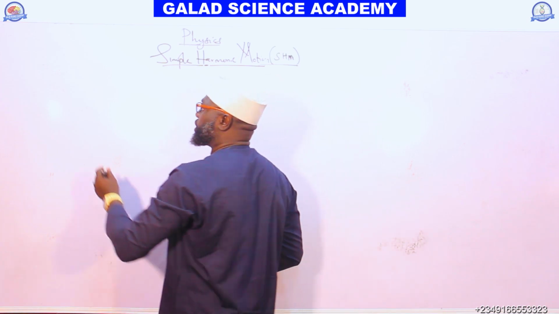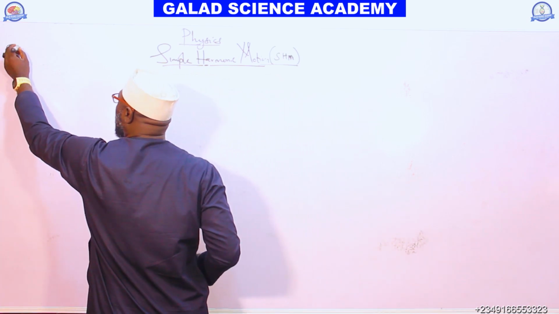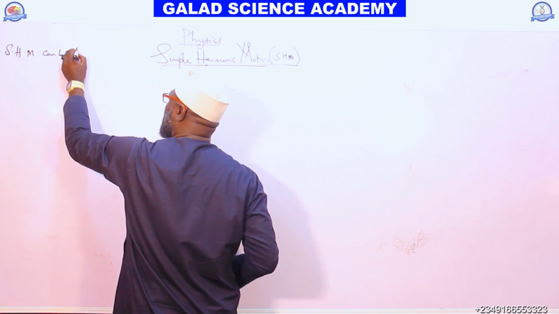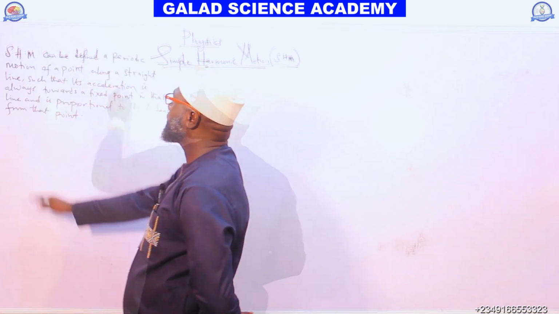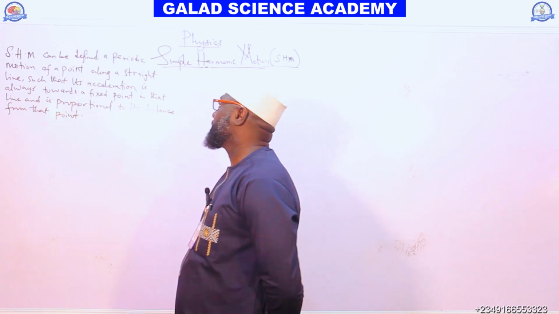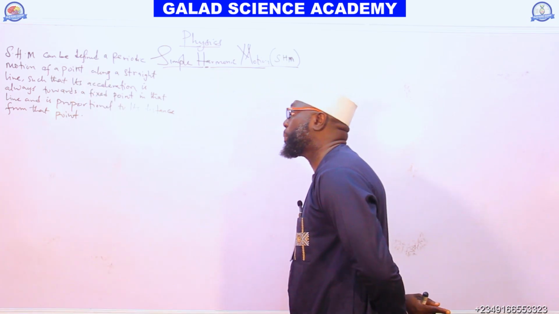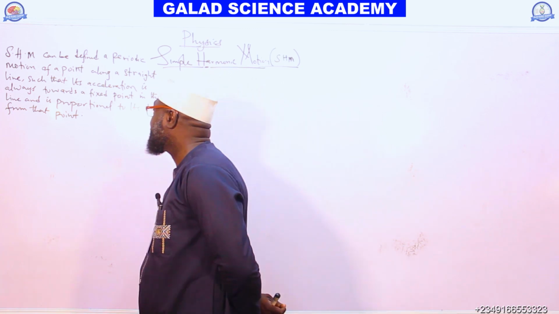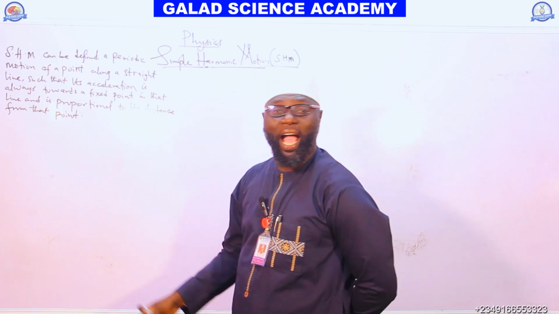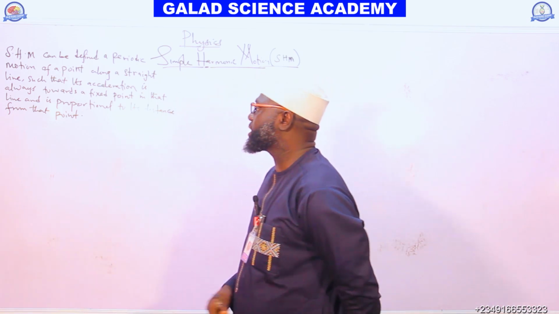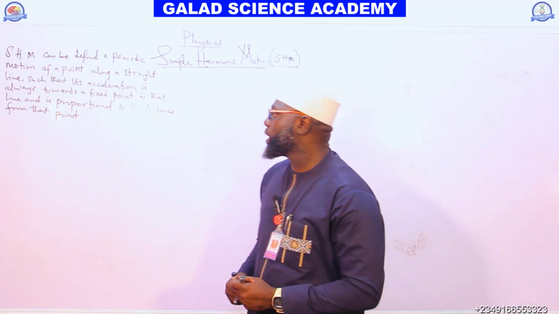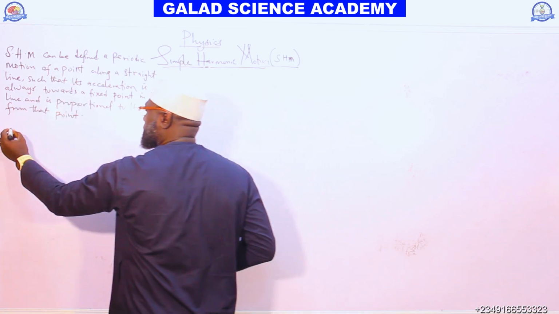Definition. SHM can be defined as a periodic motion of a point along a straight line such that its acceleration is always toward a fixed point in that line and is proportional to the distance from that point. That is acceleration.